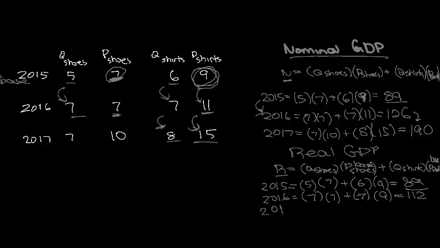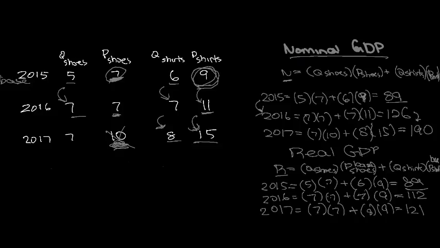And 2017 is the current year quantity of shoes, which is 7, times the base year price, not 10. This is not the price you'll use for real GDP, but 7, the base year price. So the prices should always remain the same. And then add it to the current year production of shirts times the base year cost of shirts, which is 9, to get 121.